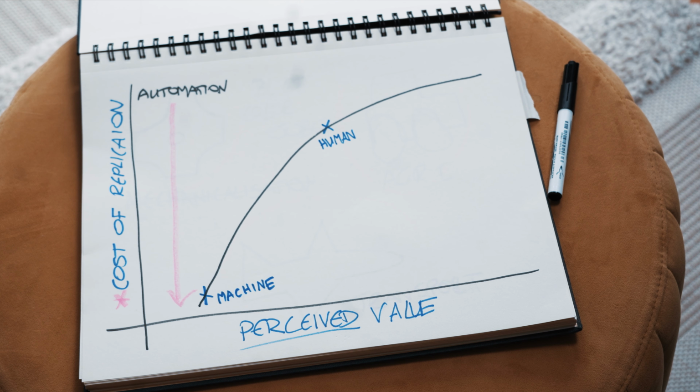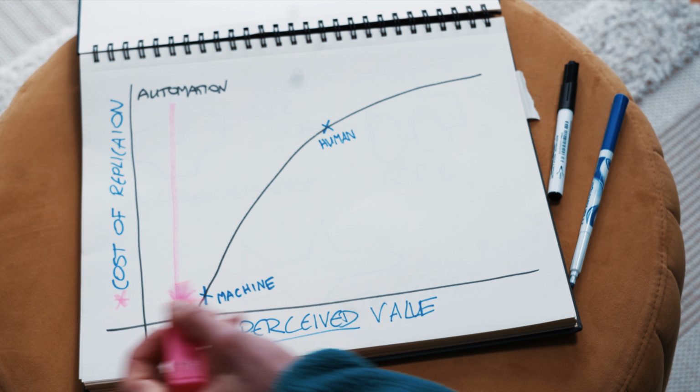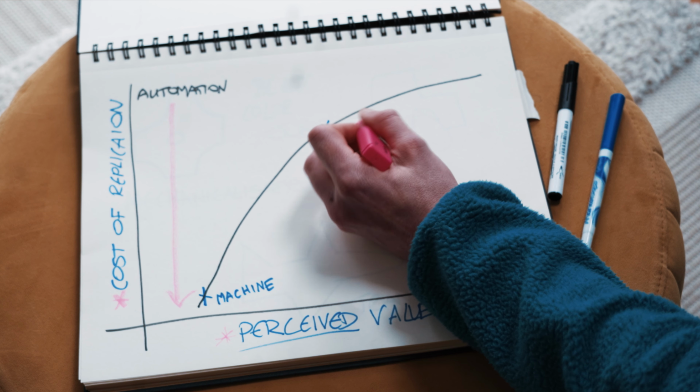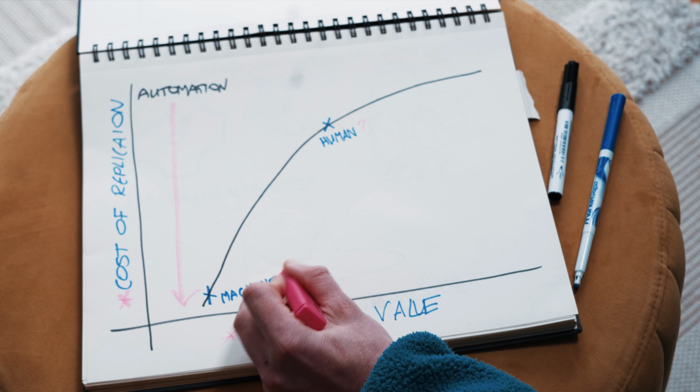AI can now write emails, it can compose music, it can even mimic human creativity so convincingly that sometimes we can't tell the difference. And in this new world, the question doesn't become what's the cost of replication and what's the perceived value. The question is what's human and what's automated. So let's stop forming questions and start coming up with answers.